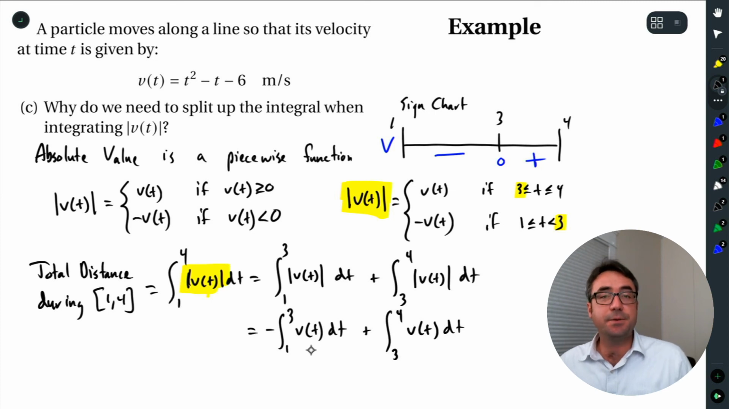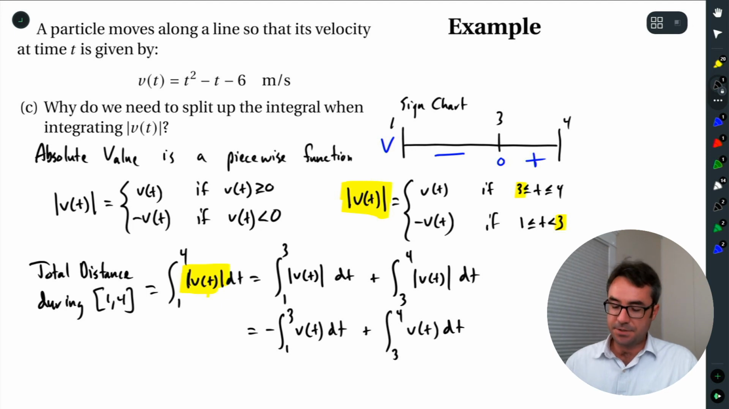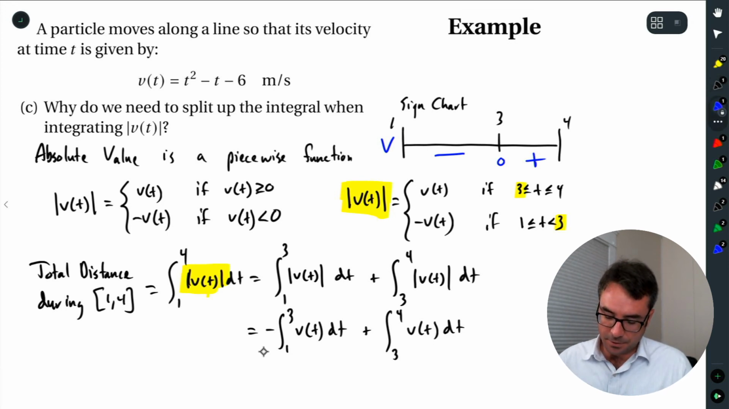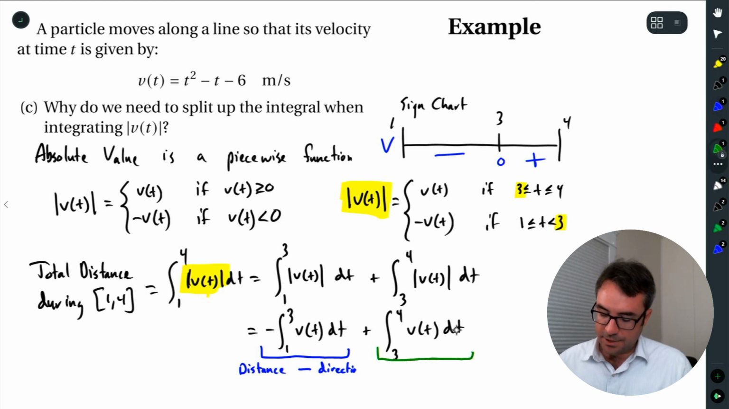And this is precisely what we did, kind of behind the scenes. So this is a little bit more detailed of what's going on with the calculations we just did for total distance. So this first integral with the negative in front, this was the distance in the negative direction. And the second integral here, this was the distance that we traveled in the positive direction.